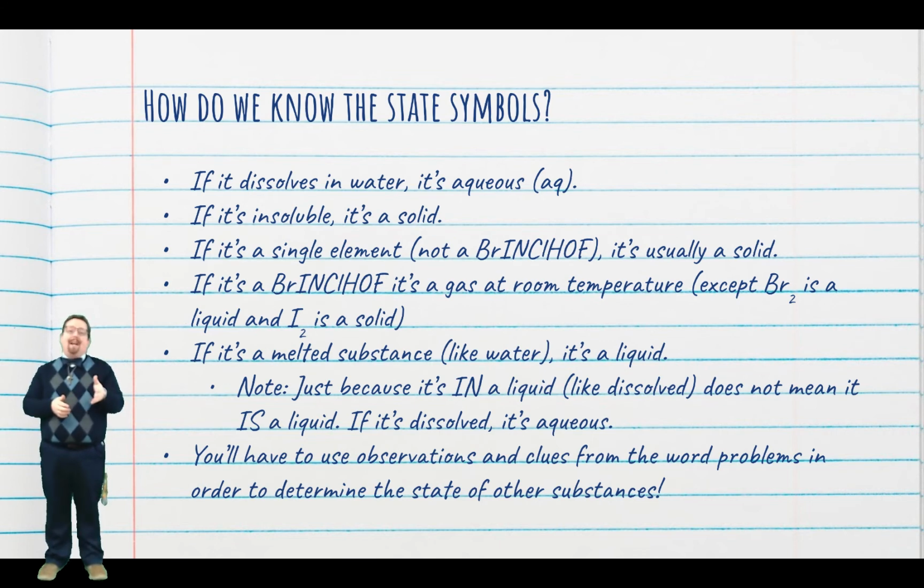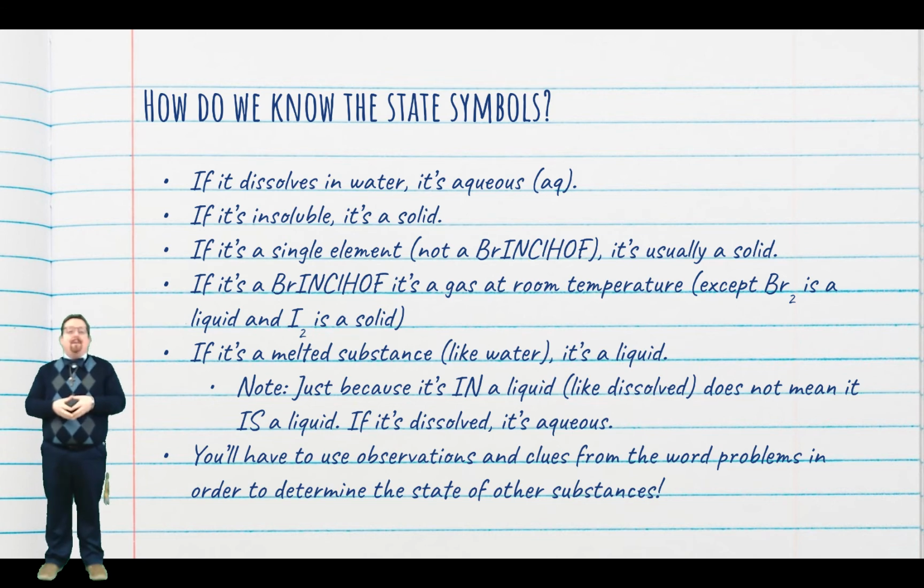The exception to that could actually be found in the periodic table. At room temperature, bromine exists as a liquid, and iodine exists as a solid, but the other 5 Brinkelhoff elements are all gases at room temperature. Just because something is dissolved in a liquid, that doesn't mean it is a liquid. So if it's dissolved in water, we call it aqueous, not liquid. Water, on the other hand, since it is a substance that is melted, we would call it liquid.